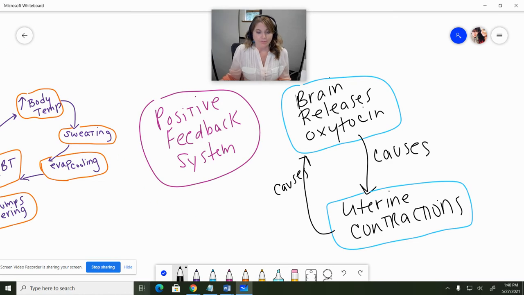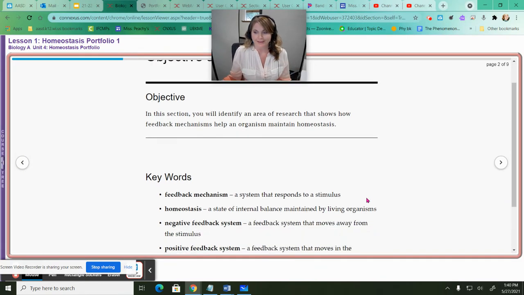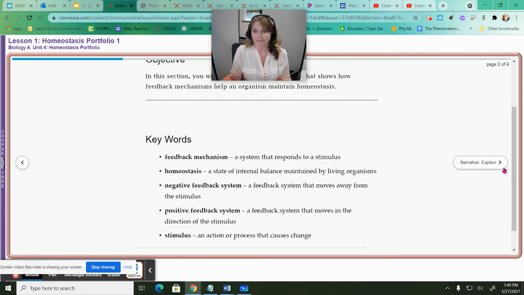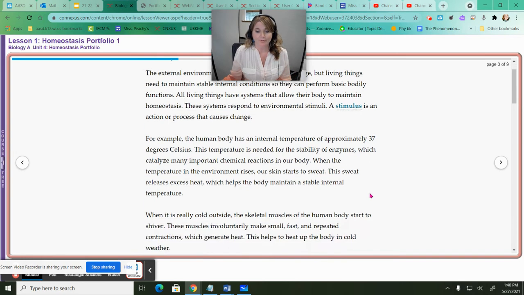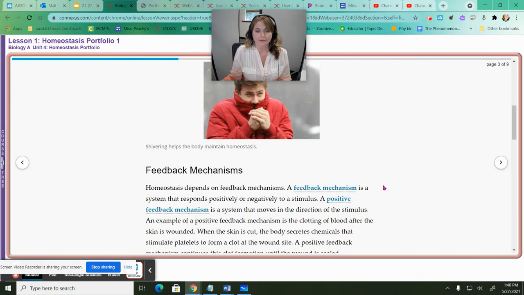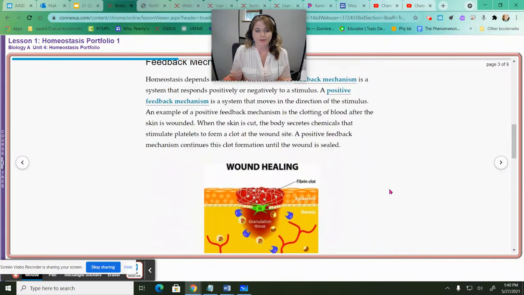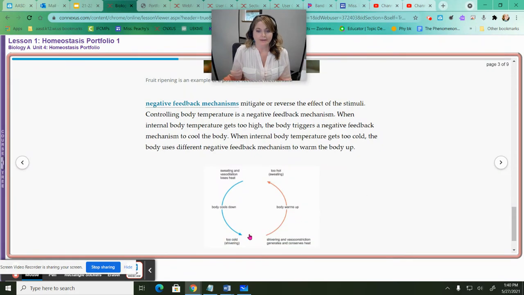So in this lesson, we are going to be exploring specifically the first feedback mechanism. We're not going to be exploring childbirth or having you do any kind of labs with that. But we are looking at the stimulus that causes regulation of body temperature, so maintaining homeostasis in your body temperature. Talks about feedback mechanisms here. What are the kind of things that actually cause these changes, the sweating and goosebumps and shivering.